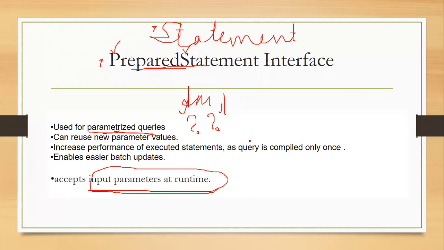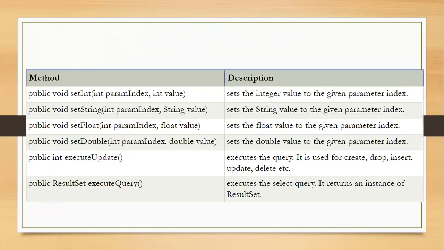Now, before we go into how to do a parameterized query, please note the various methods in parameterized queries. The methods are very simple. You have a set of four methods. For integer values, you have setInt. For string values, you have setString. For float values, you have setFloat. And for double values, you have setDouble.